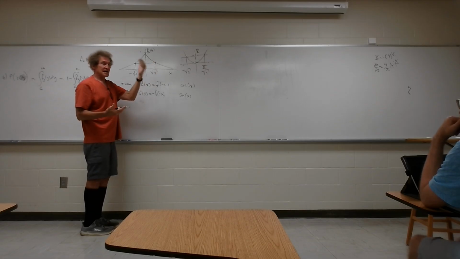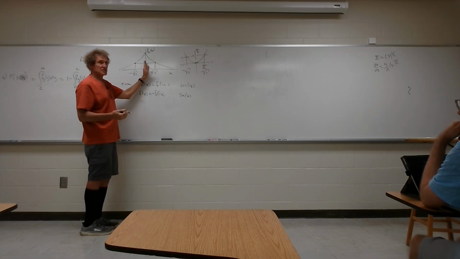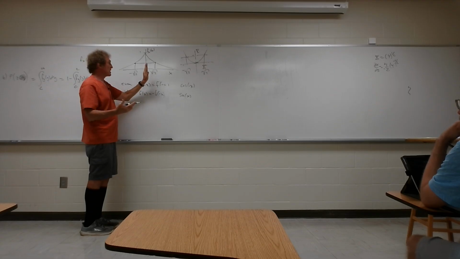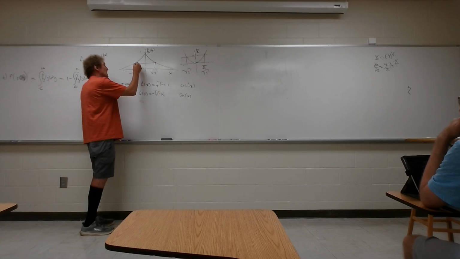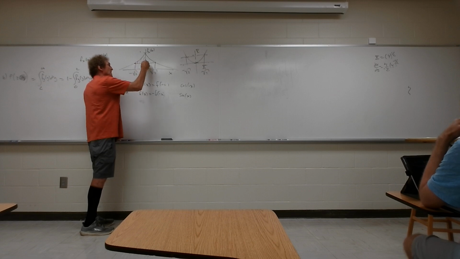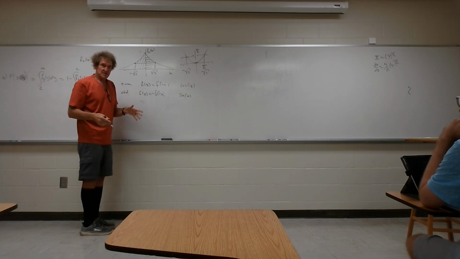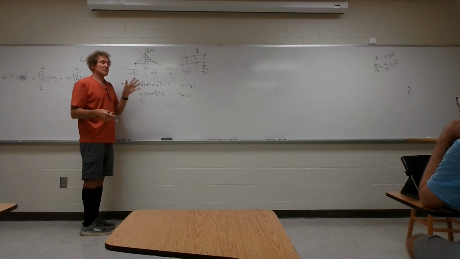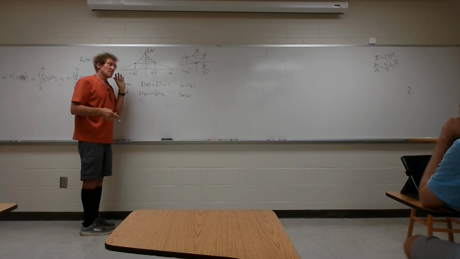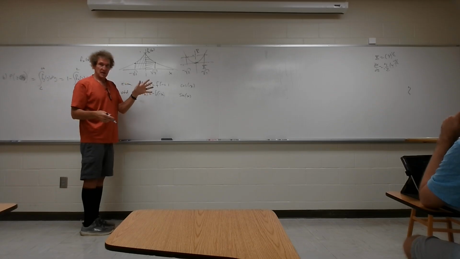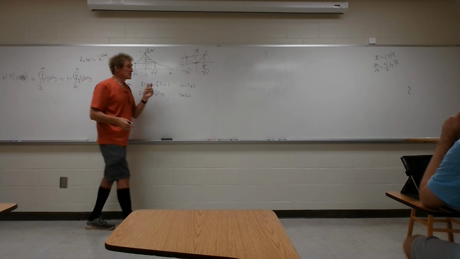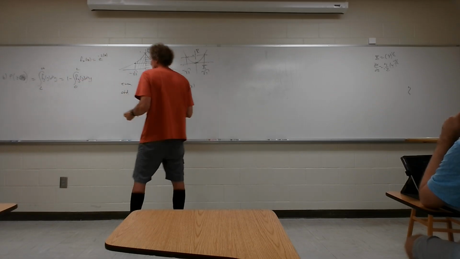Now the important thing is, it's an even function. So I only have to integrate from 0 to square root of 2, because if you look at the area under this curve, the area from 0 to square root of 2 is the same as the area from minus the square root of 2 to 0. Agreed, class?